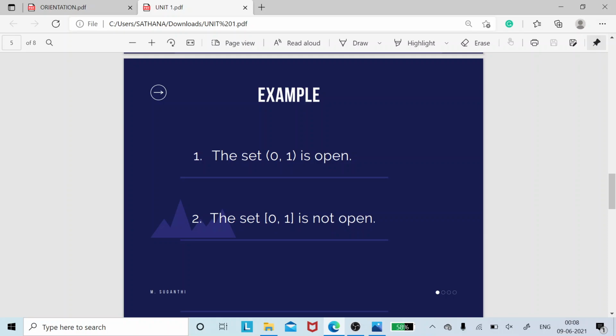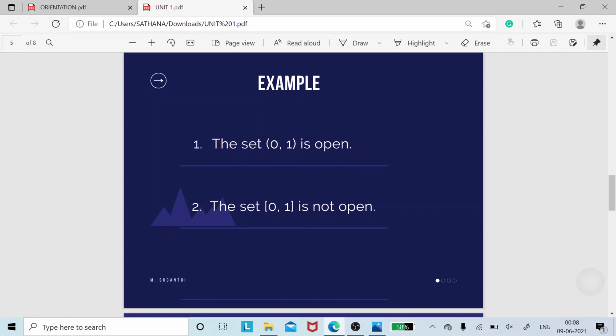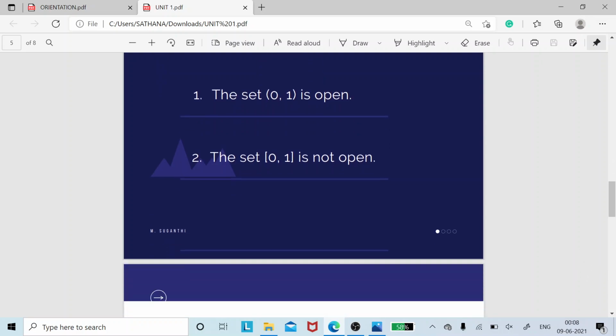Be thorough with the definitions. Each and every symbol is very important, and constructing examples is also very important. If you are able to construct your own example, then it shows that you understood the concept very well.